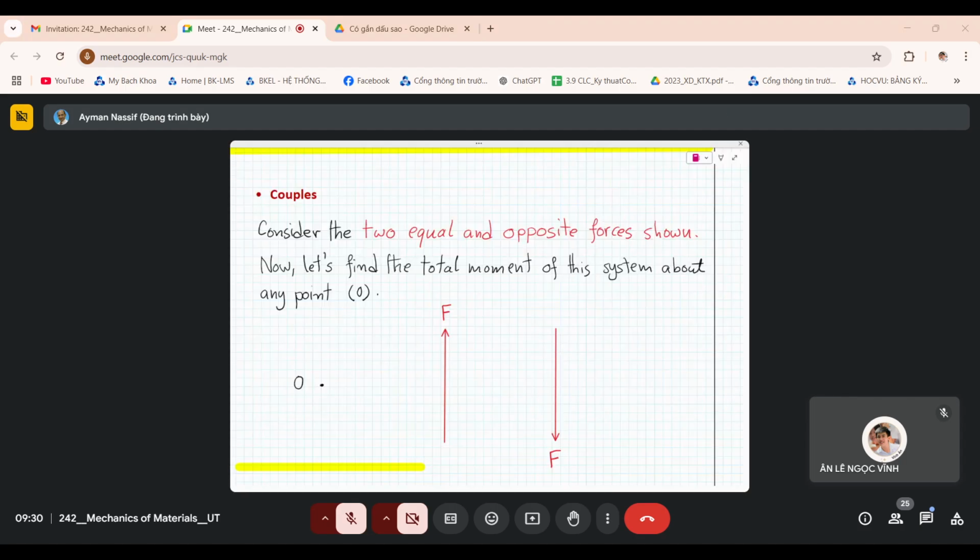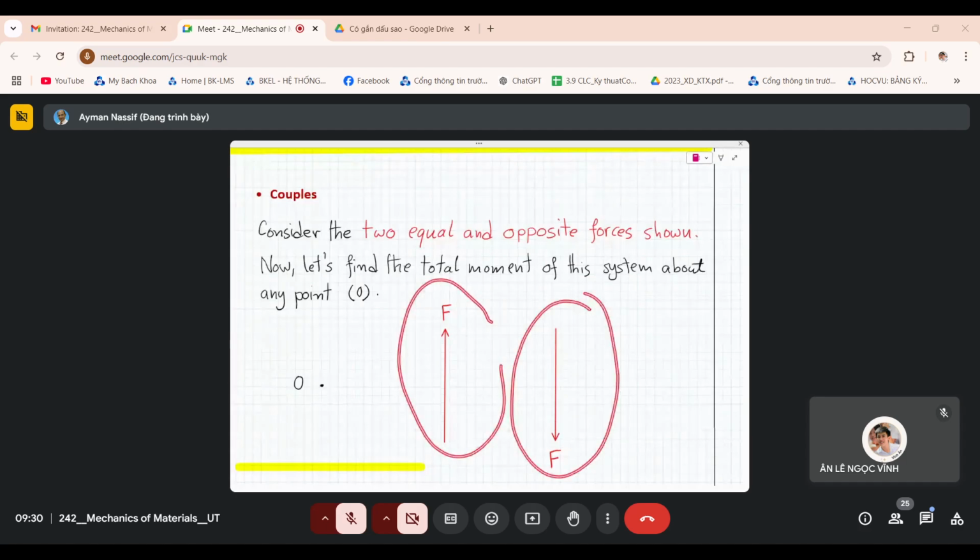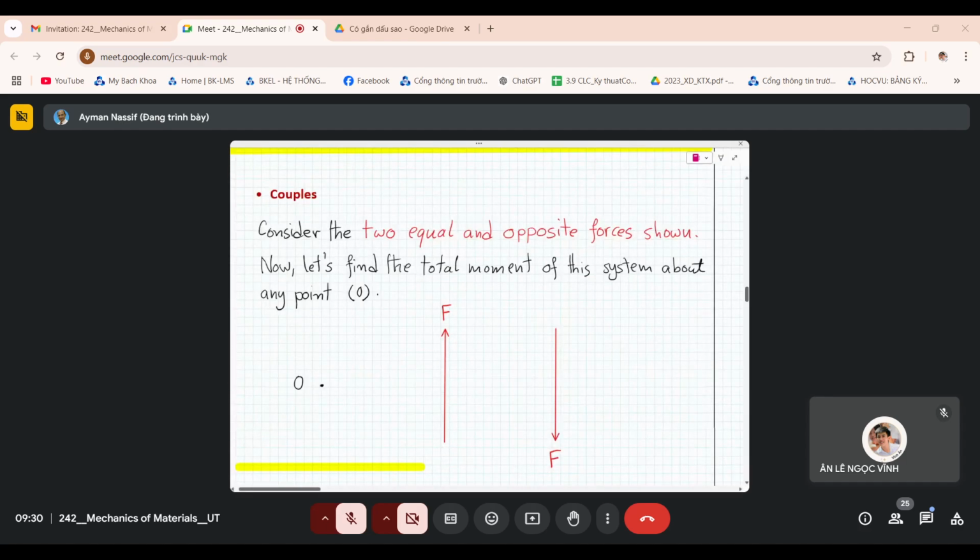Very soon I'll give you some examples to work on. Couples are very important in engineering. The idea of couples is really, really important. So if you consider two equal and opposite forces parallel to each other, we are going to find the moments, or the rotational effect, of these forces around point O.